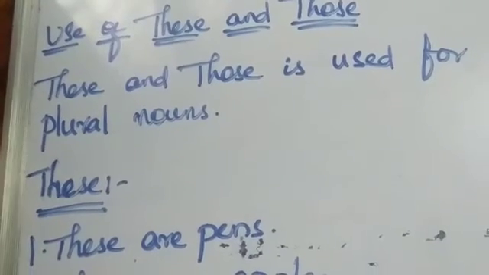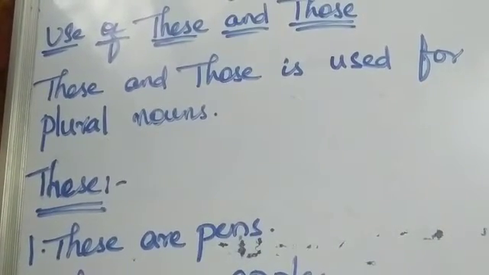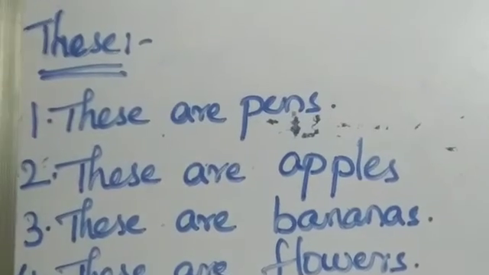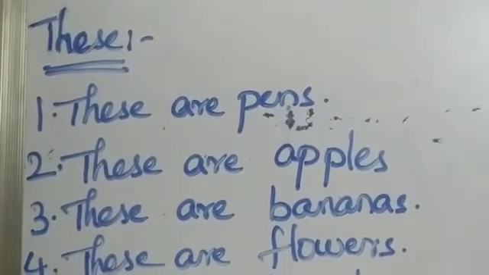Now today we are going to learn about these and those. This is the continuation of that, but whereas we use this and that for singular nouns, these and those we use for plural nouns. These and those are used for plural nouns. Here are examples based on these.